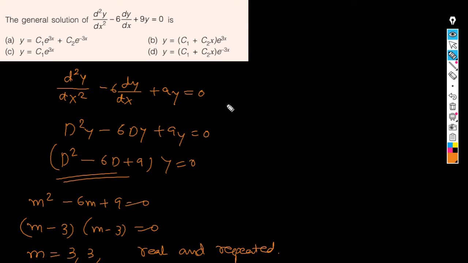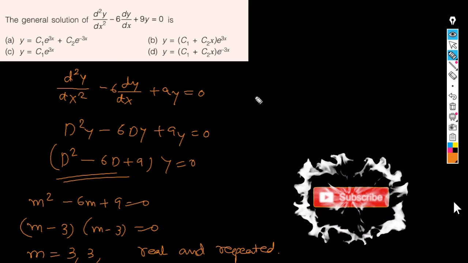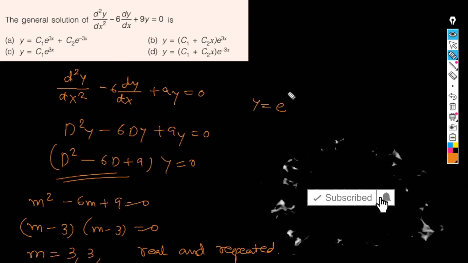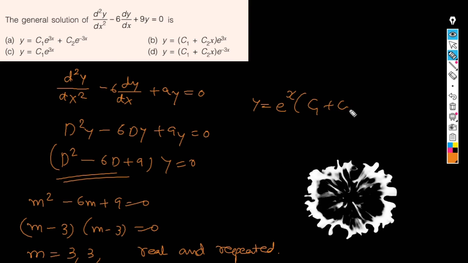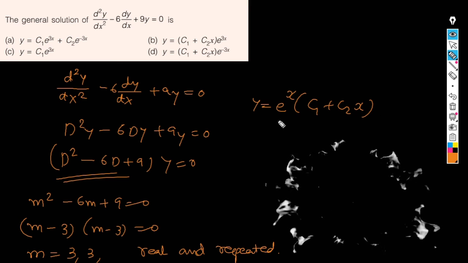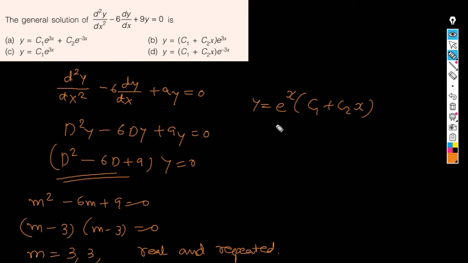So the general solution for real and repeated roots is y is equal to e to the power mx (c1 plus c2x). So yeah, this is y equals e to the power 3x (c1 plus c2x). So this is the answer, option B.